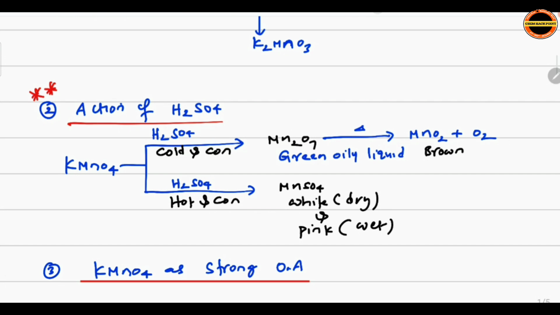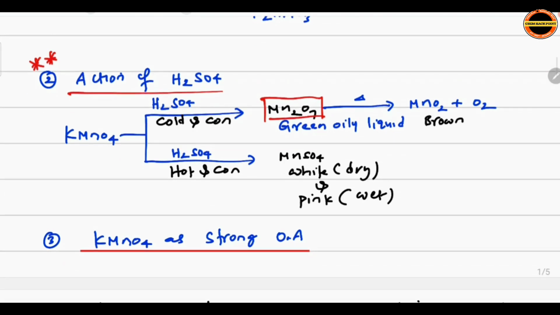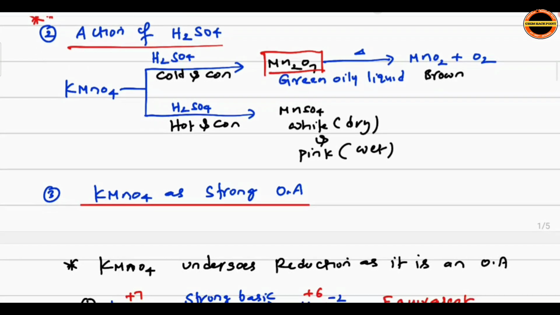Action of H₂SO₄, important question. So here KMnO₄ with cold and concentrated H₂SO₄ gives Mn₂O₇, a green oily liquid, which on decomposition gives MnO₂ and O₂. So the green oily liquid here is Mn₂O₇, which is formed after reaction with cold concentrated H₂SO₄. If it is hot and concentrated H₂SO₄, it gives MnSO₄, white when it is dry, pink when it is moist, that is wet.